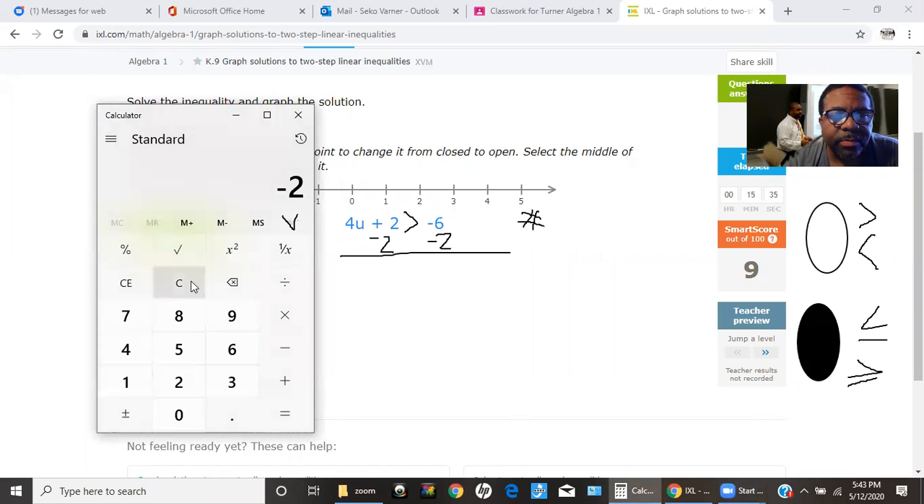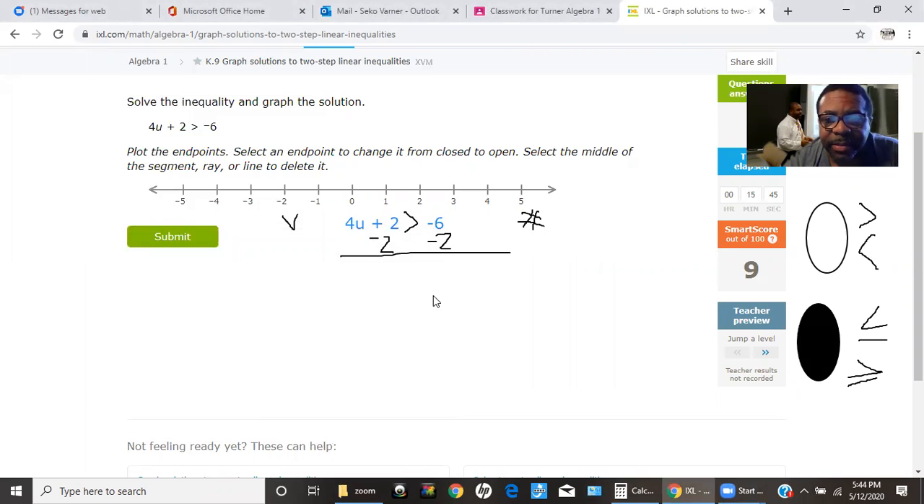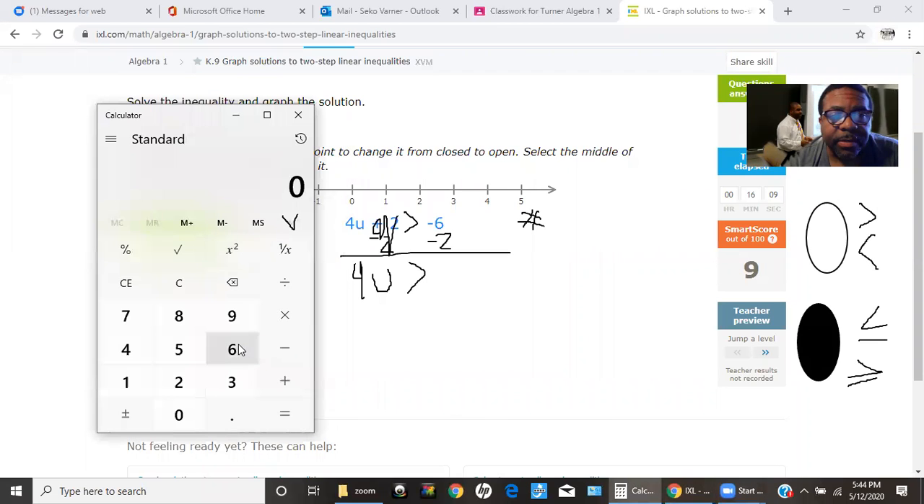Good. So +2 and -2 together are going to give you 0. Let me show you. So we have 2 minus 2, and that's going to be 0, all right? So +2, -2, that's going to give us 0. So now these two cancel out. So we'll have 4u is greater than, and -6 minus 2. What do you think that is? -6 minus 2.